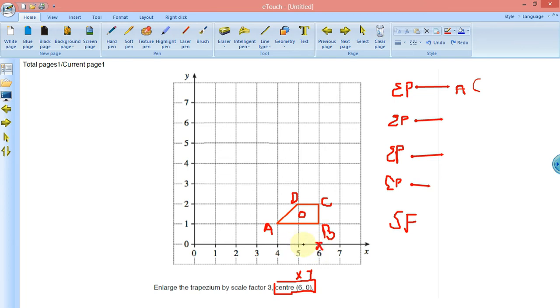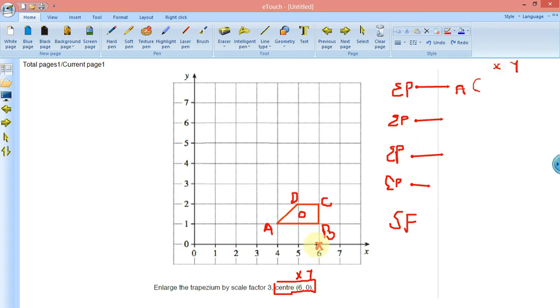So this is to the left-hand side, because 6, 5, 4 is reducing. So 2 steps to the left and 1 step up. 2 steps to the left means -2. 1 step up means 1 for Y, because generally we have X, Y. Don't forget, it's always X, Y.